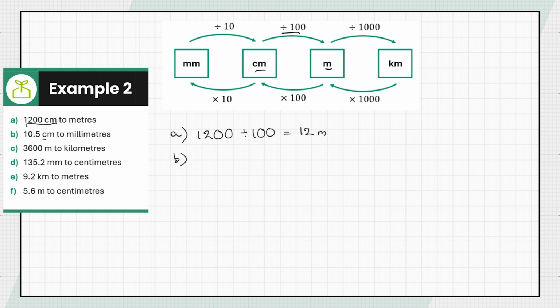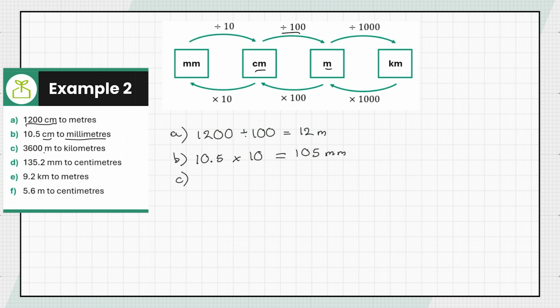Alright, we're going from centimeters to millimeters, which means we're going from a larger unit to a smaller unit, which means we need to multiply. So for this one, we will do 10.5 multiplied by 10, which is just going to be 105 millimeters.